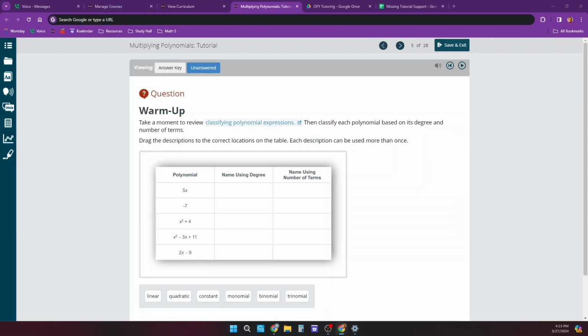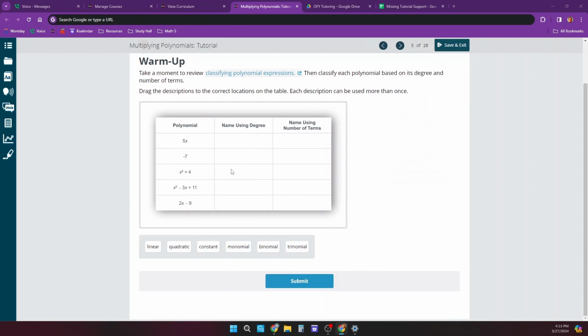So our first page of note is going to be page 5, where it has a question that asks us, take a moment to review classifying polynomial expressions, then classify each polynomial based on its degree and number of terms. Drag the descriptions to the correct locations on the table. Each description can be used more than once.